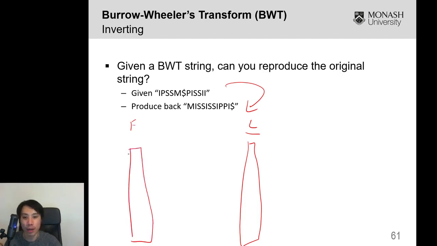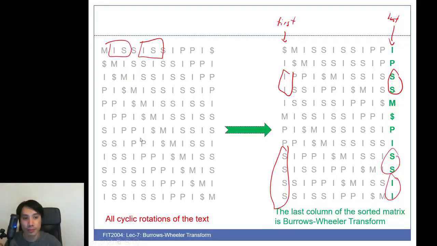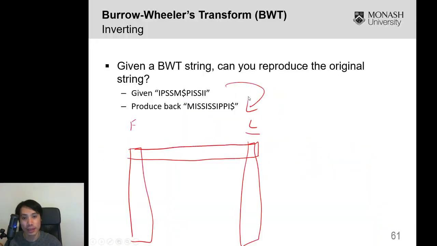But what we want is the first row, right? Because if you see the first row, this is Mississippi. So if we want to convert IPSSM terminal PISSII back to Mississippi, I will need the first row. The first row will be Mississippi.